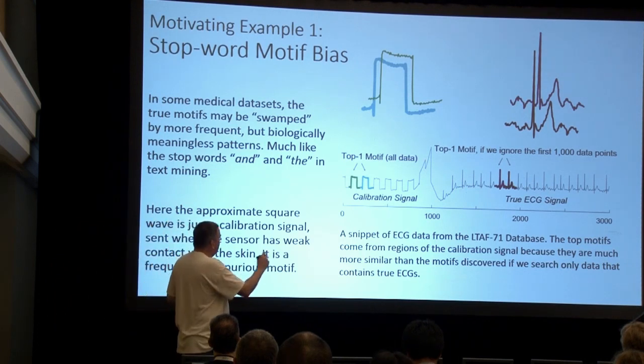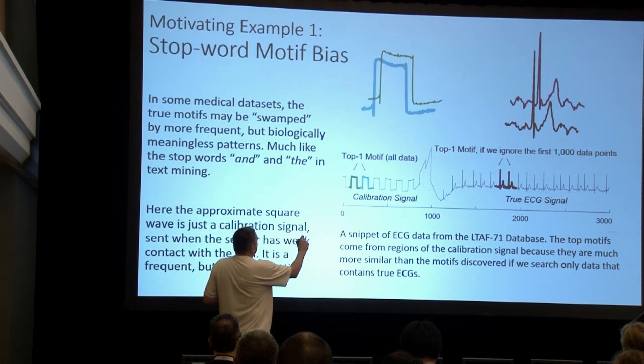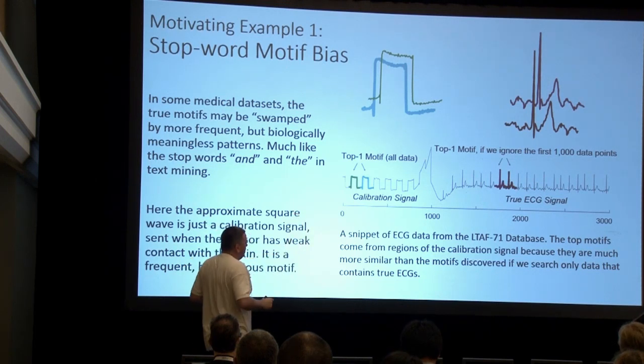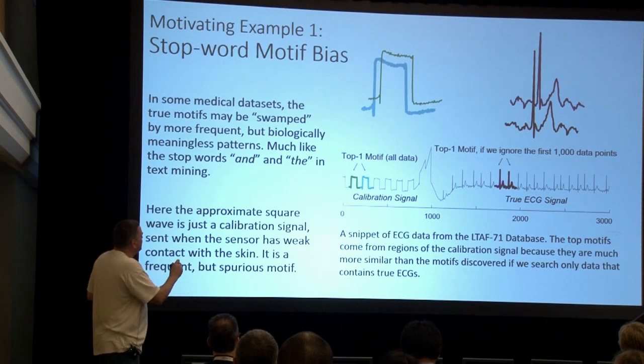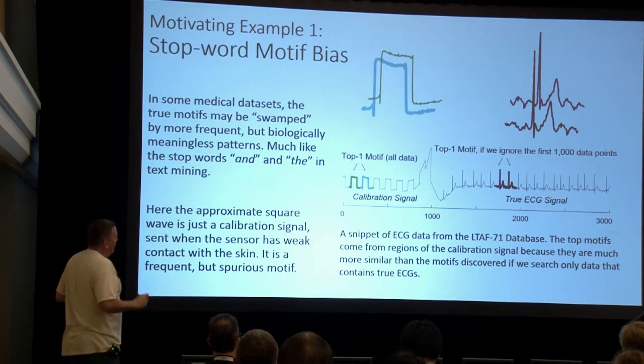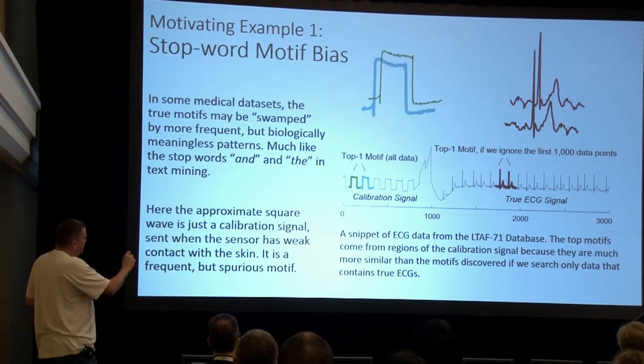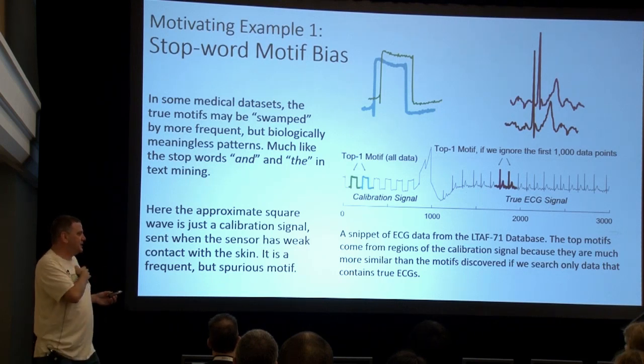Here we have a data set, and I ran motif discovery on it, and I found motifs here and here, and here they are. It's actually disappointing to me because this is not real medical data. That's real medical data here. This is what happens when the sensor becomes loose on the chest.